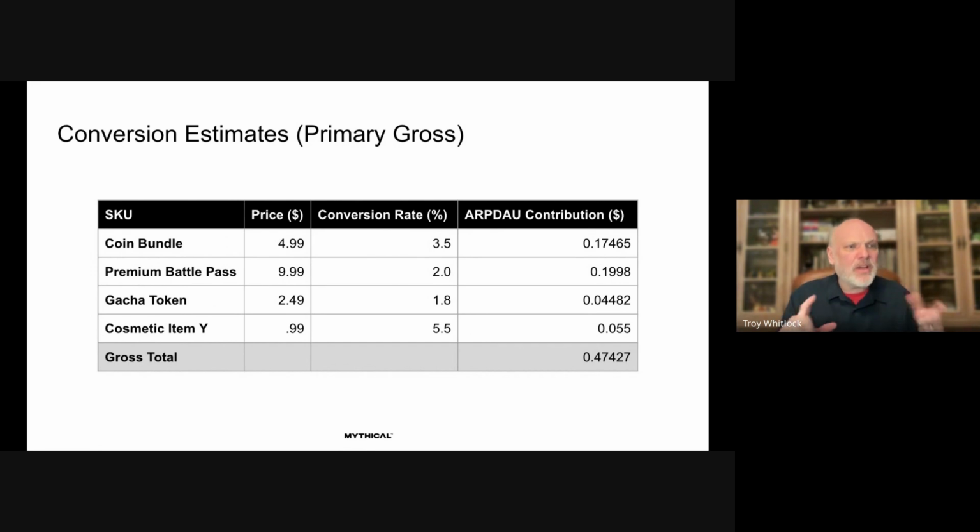And you can goal seek your way here too, if you have a sense of, hey, looking at Madden, we think our ARPDAU should be about 45 cents, and we think most of that's going to come from the battle pass, and some of that's going to come from gacha packs, and a very small amount is going to come from coins. You can goal seek your conversion rates to get to that distribution. And again, just rule of thumb.